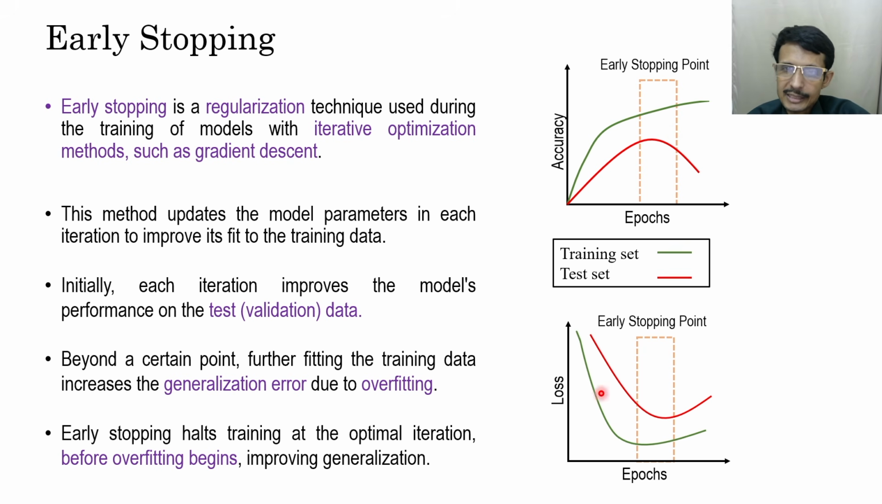Beyond the early stopping point it is overfitting. This is the test set and the training set. So the loss starts increasing, so we stop it here. Beyond a certain point, further fitting the training data increases the generalization error due to overfitting. So we stop there. Early stopping halts the training at the optimal solution before overfitting begins, and it is efficient. So these are the main ways to prevent overfitting.